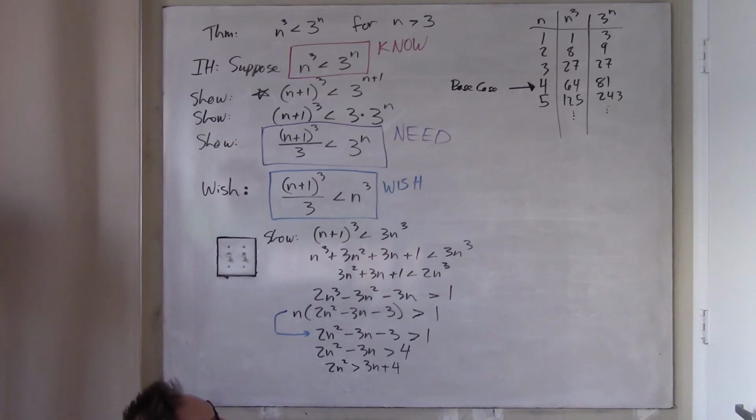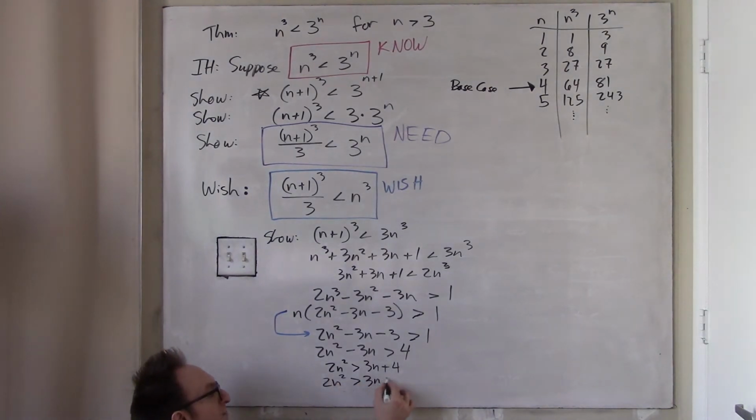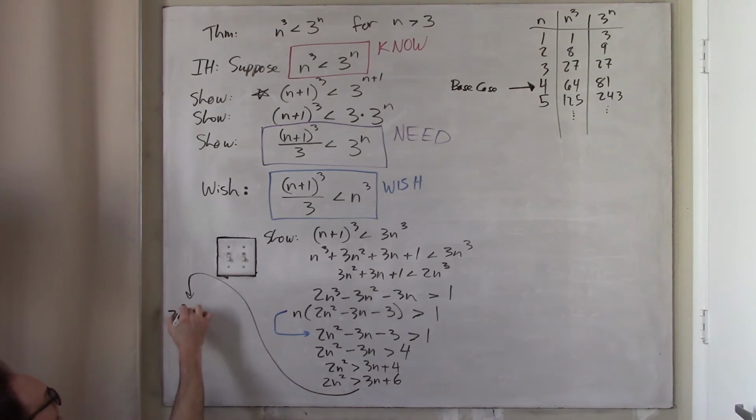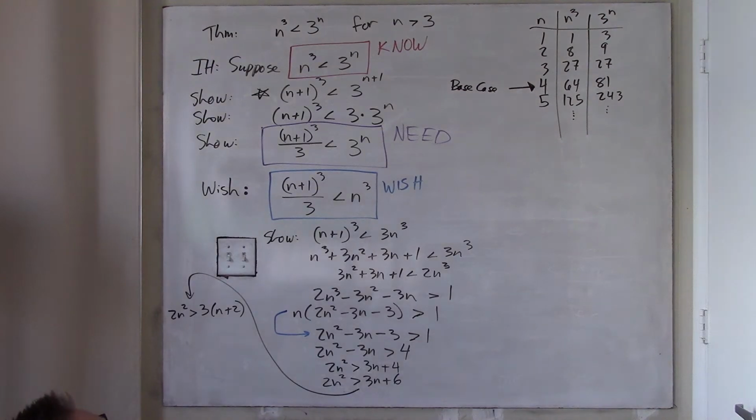Alright, so here is where I shall use another smooth thing, which is instead I'm going to show that 2n squared is bigger than 3n plus 6. Why should I do that? Because that is equivalent to showing that 2n squared is bigger than 3 times n plus 2. Okay, is that true? I feel like I lost my whole train of thought here. Oh no, here we go.